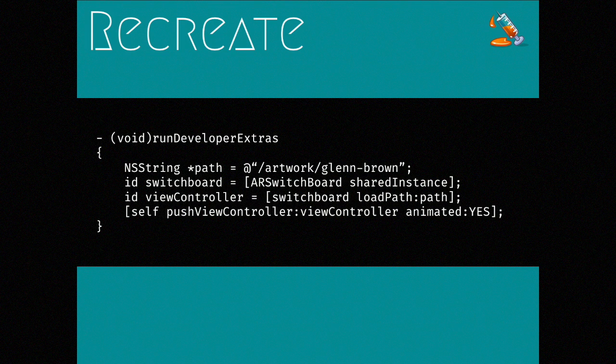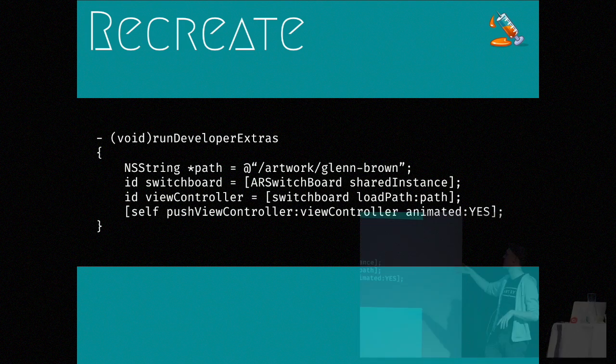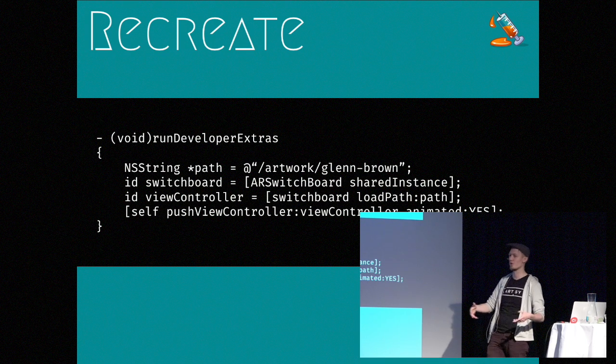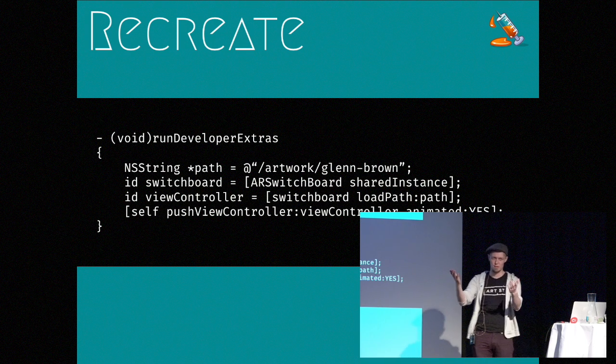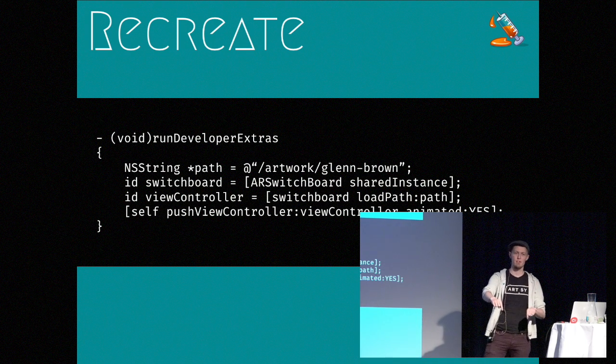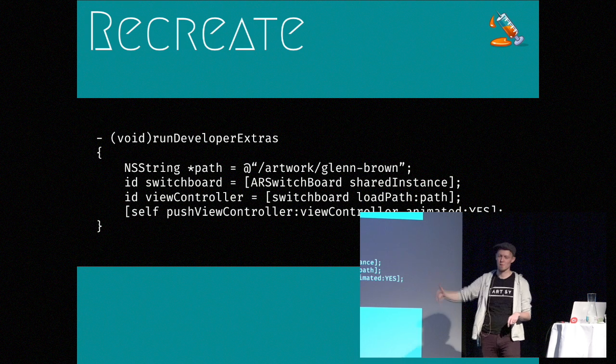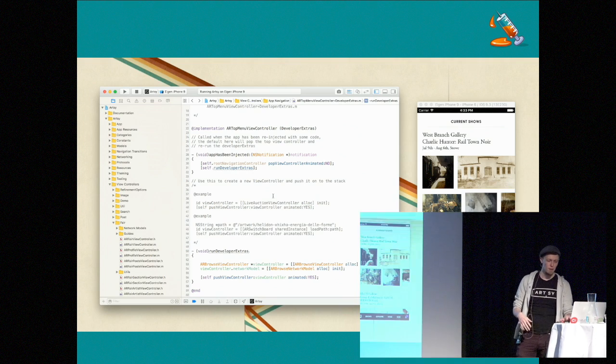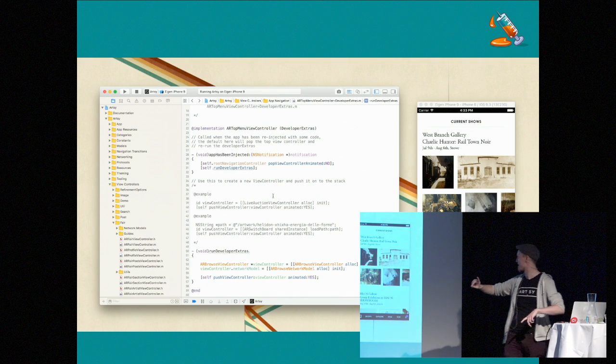And every time you run injection, it will push off the current view controller. In this case, it will route for artwork Glenn Brown. It will ask the switchboard to get you a view controller. The view controller will just get pushed onto the stack. So every time you press inject, it will get whatever you're working on, put the new version in, pop something off the stack, pop something new onto the stack. It refreshes it. So I'm going to show you what this is like.